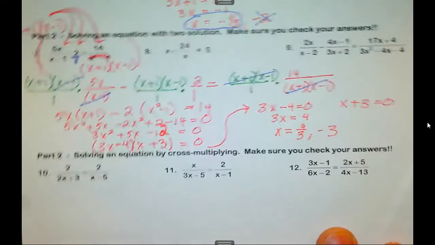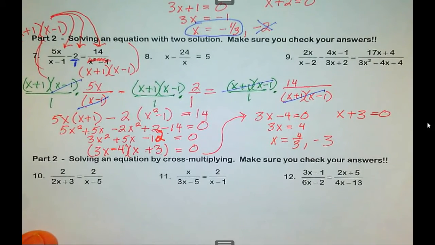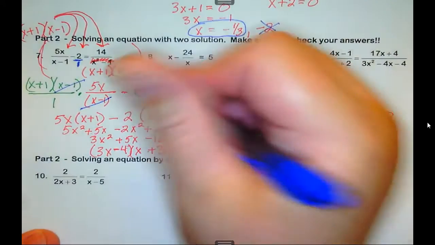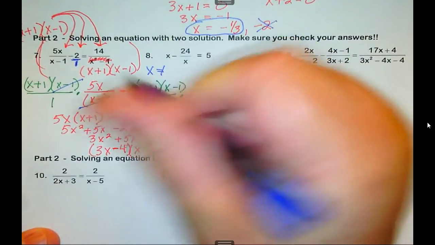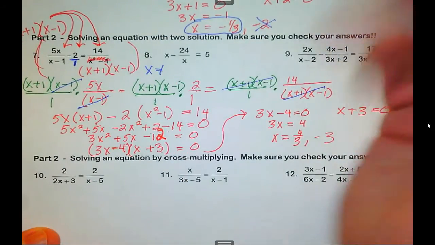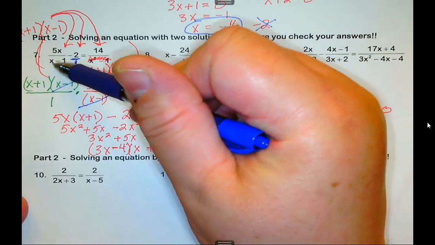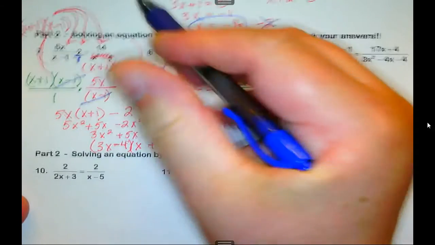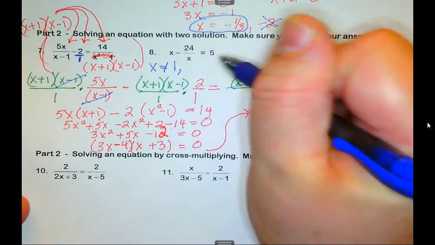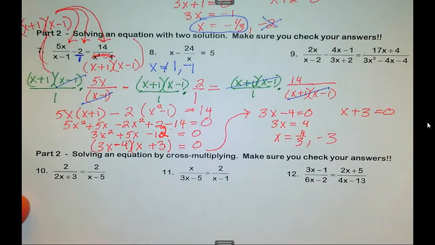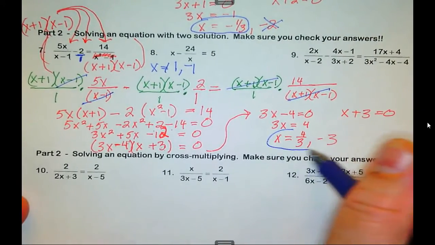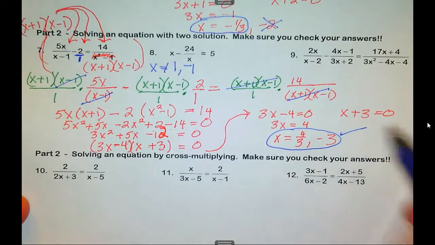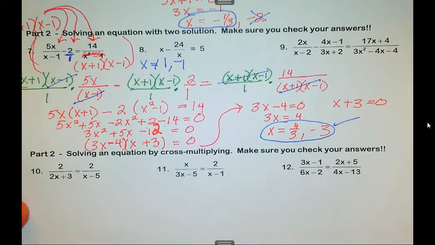Now, we have to check, see what doesn't work in our denominator. X cannot equal what? Well, positive 1, yeah, 0. But x itself can't make this 0. So x cannot equal 1 or negative 1. So we're good. We actually have two solutions. Isn't that fun?